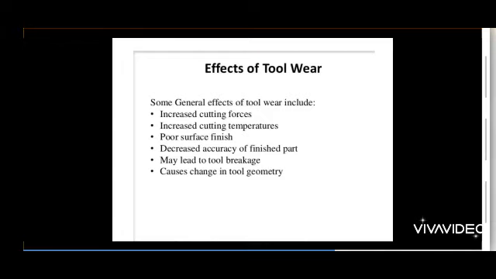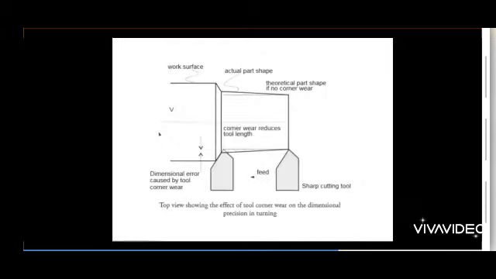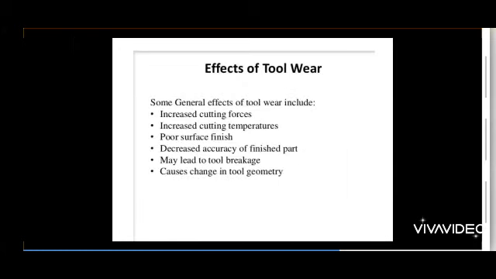Because of the wear of the tool, the geometry changes, which means it also changes the cutting edge angle. As the cutting edge angle changes, more temperature and more cutting force will be developed. It increases the cutting forces, it increases the temperature, and it gives a poor surface finish. We will get a rough surface finish due to tool wear. It decreases the accuracy of the finished part. As you see in the previous diagram, there is a dimension error in the geometry of the workpiece being machined, so it decreases the accuracy of the finished part, and may also lead to tool breakage.